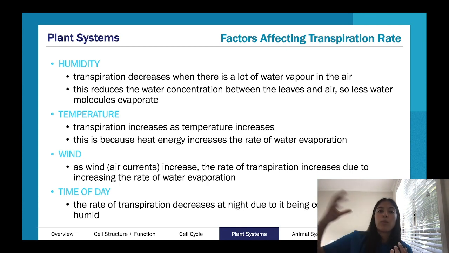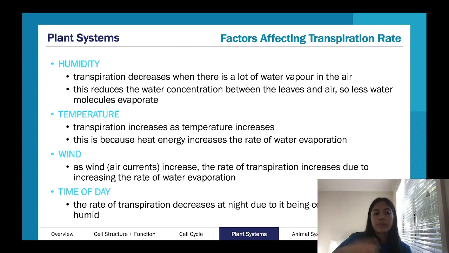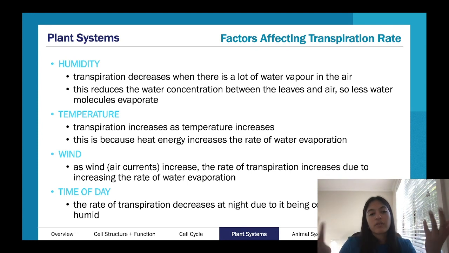If it's humid, you're thinking more water in the air. There's no reason why water will want to leave the plant, so transpiration decreases. You have less of it pulling up the plant and coming out. Temperature: as temperature increases, as it gets hotter, so we're not thinking of humid hot, but just as the temperature increases, you're going to have transpiration increasing because think of evaporation.